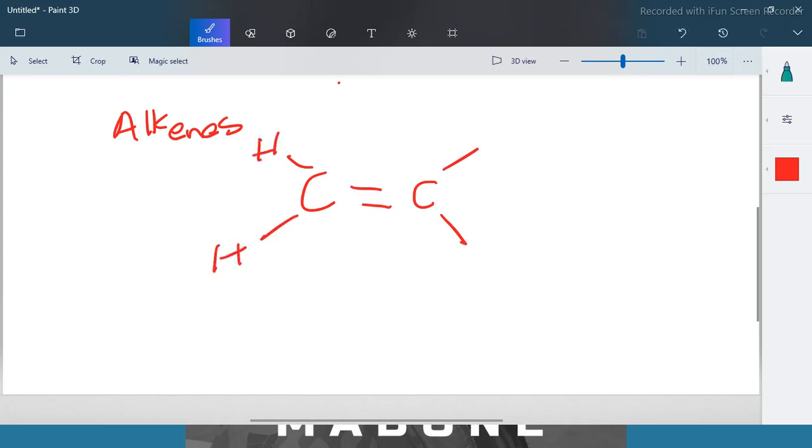But this is basically your alkene. It has a double bond. Can you see that? This is our functional group, right? It has a double bond, simple as ABC.